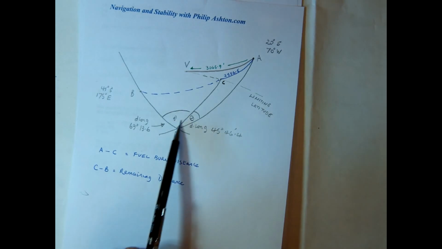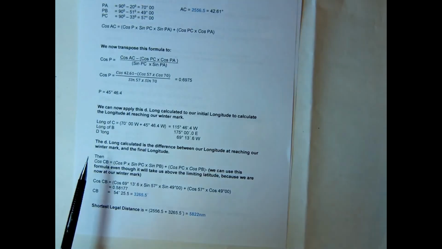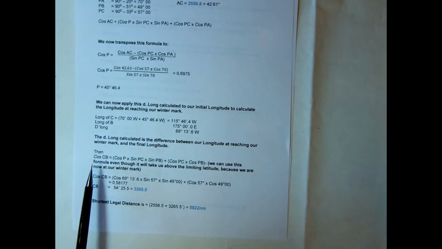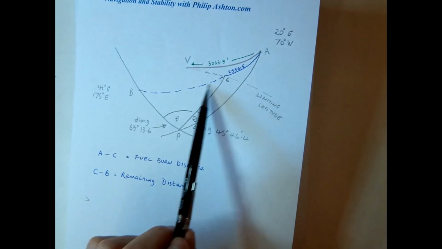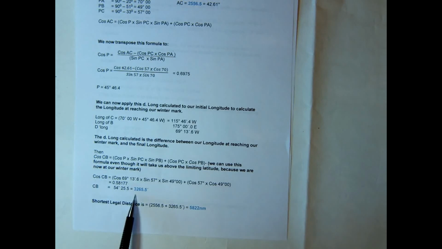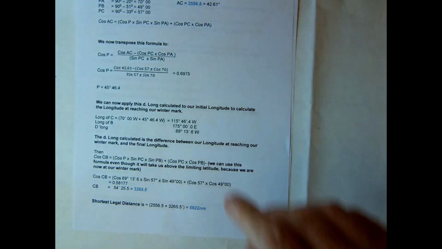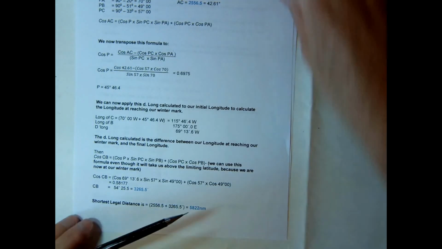So now we've calculated this value here. We can now use our great circle formula, but in this instance, of course, we're finding the distance C to B because we've just established what the P value is here. So we're going to find that distance by great circle, and we find that's 3265.5. So we can add the two together, and that gives us the shortest legal distance, and that would solve the problem for us. So we'd add these values here to give us the final answer.